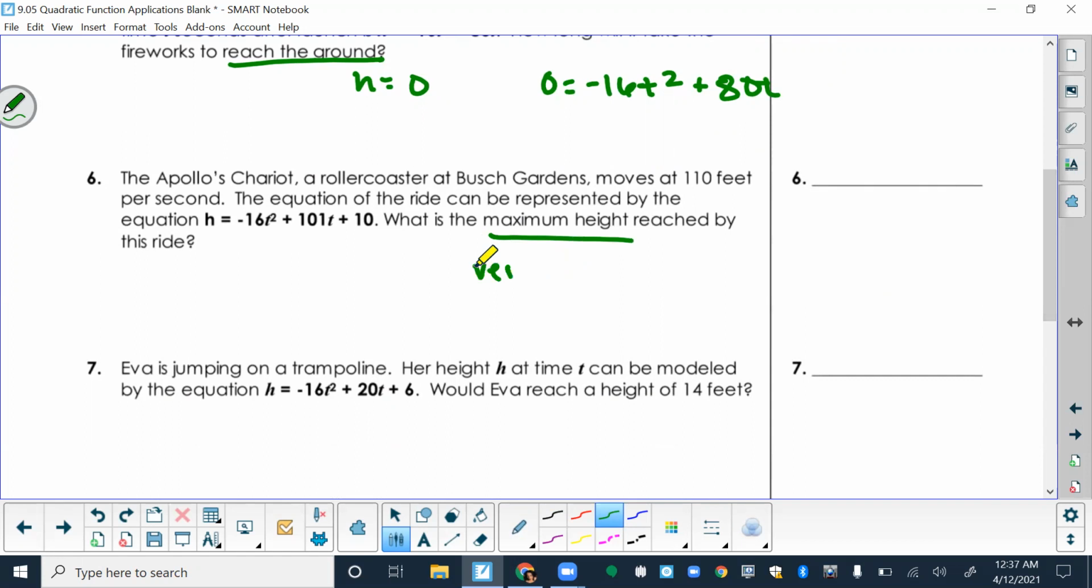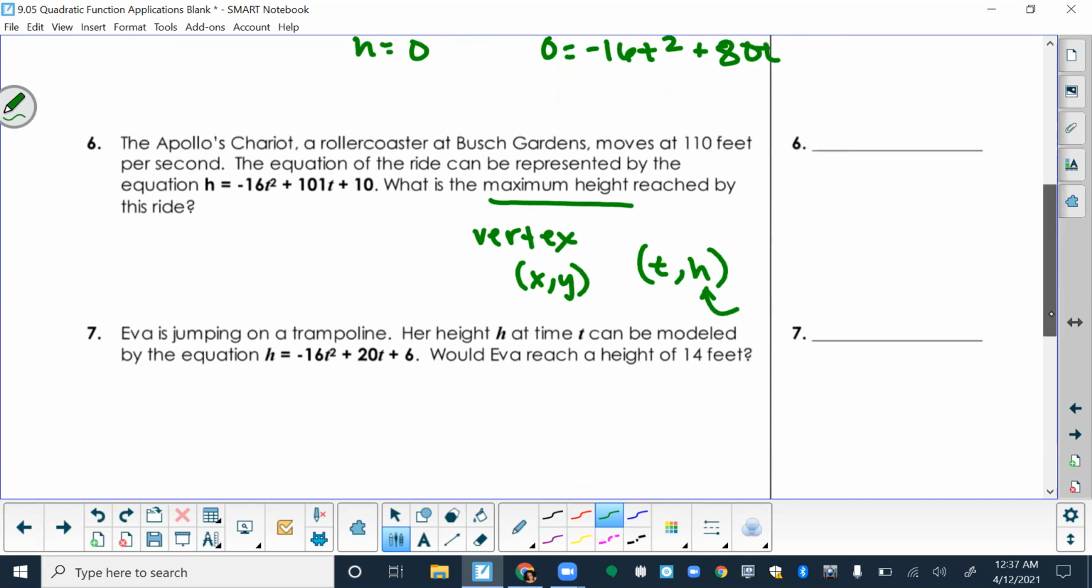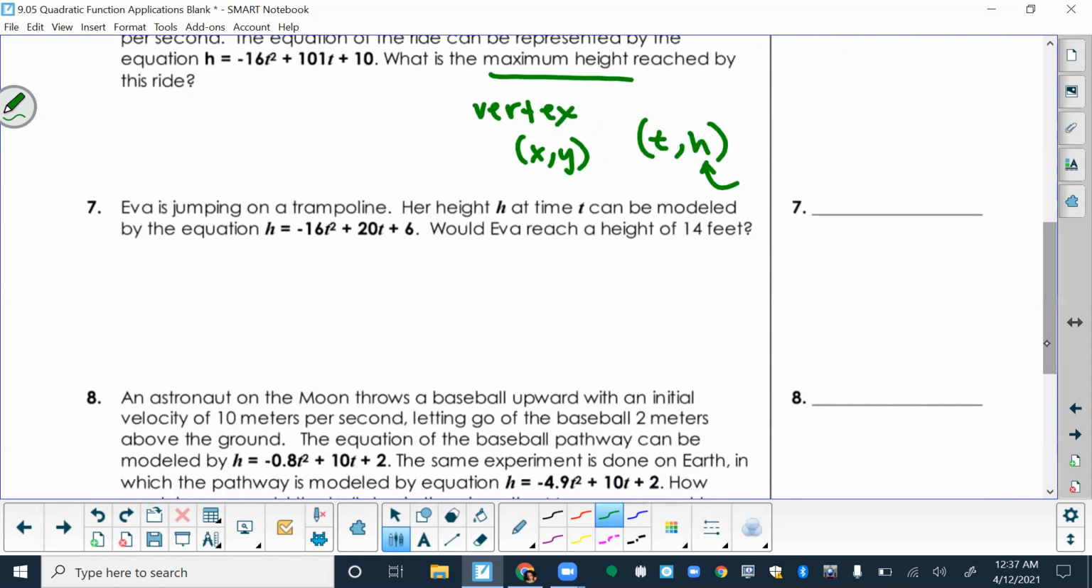Number 6 is looking for the maximum height. So you need to find your vertex. And since t is my x value and h is my y value, I'm looking for the y value of my vertex.